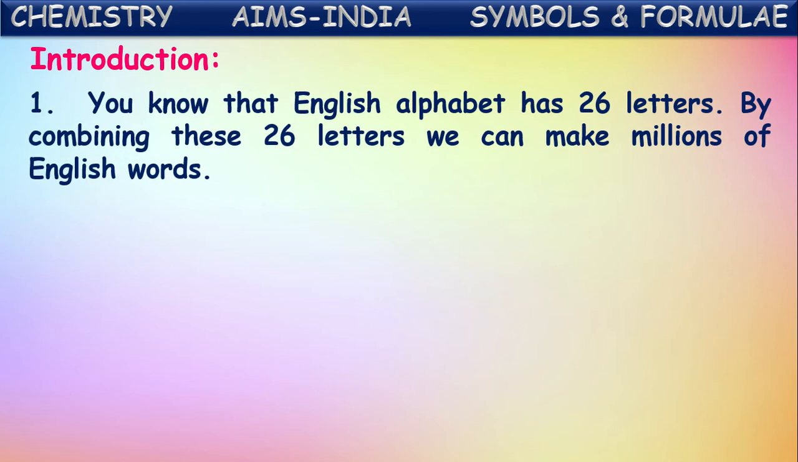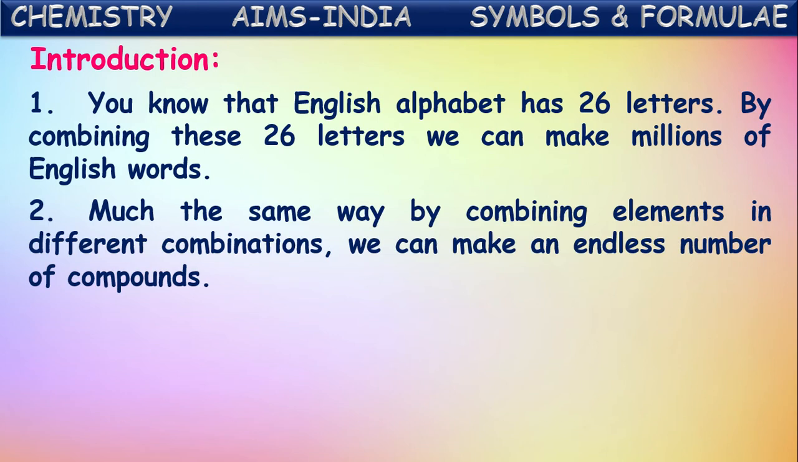We know that the English alphabet has 26 letters, isn't it? By combining these 26 letters only, we can make millions of English words. While learning the English language, we start learning with the alphabet. How many letters are there in English? There are only 26. But now we are speaking English with an uncountable number of words. All these millions of words are made from only these 26 letters in different combinations, isn't it?